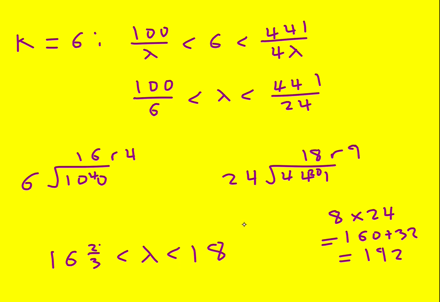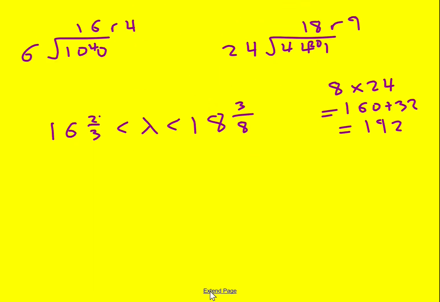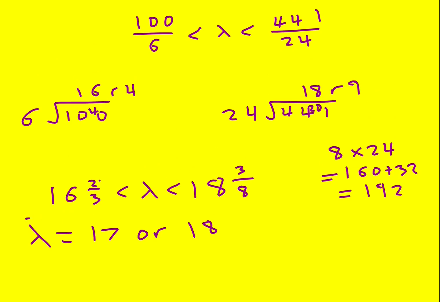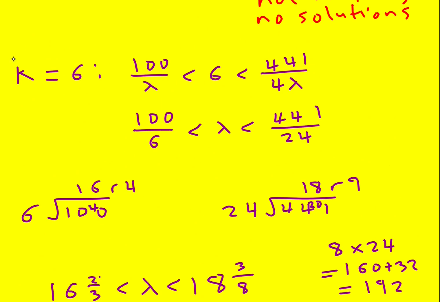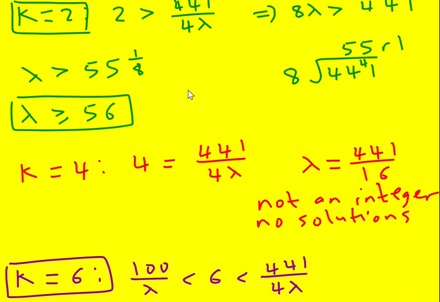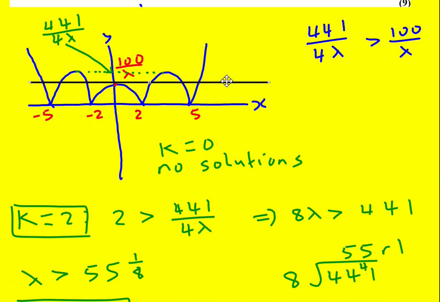Nine over 24, 3/8. So that gives us solutions from this. Lambda is going to equal 17 or 18. We could write that as an inequality, but it makes sense to just write the two possible values. Remember, that is when k is equal to 6. If we keep looking, then as we get to here, there would be a root here, so you'd get k equals 7.